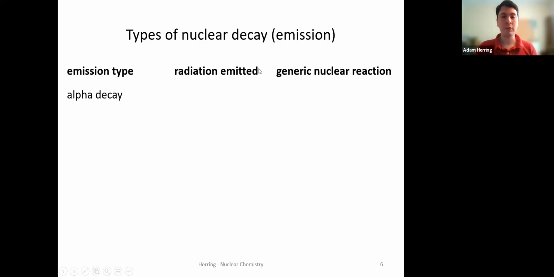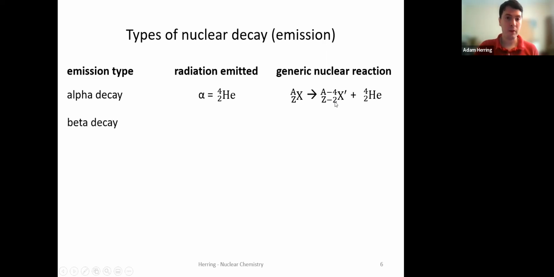Our first type that we'll discuss is alpha decay. An alpha particle is the nucleus of a helium atom. That means that we have 2 protons and 2 neutrons, so the total mass is 4 AMU. And when it undergoes a nuclear reaction, we have our parent nucleus with its starting mass and proton number. It ejects the helium nucleus, and the daughter nucleus has 4 fewer mass units and 2 fewer protons.